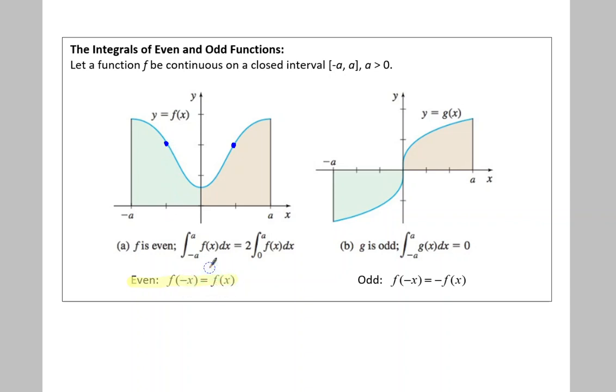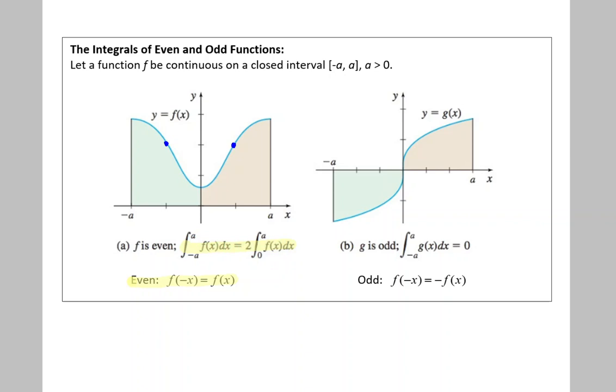So if I were to have a region of area that is going from negative a to positive a, meaning it's creating the exact same area on the left side of the y-axis as it is on the right side of the y-axis, then I can simply, instead of doing the integral from negative a to a, double the integral from 0 to a. That way, I don't have to deal with any negative values when I plug them in.